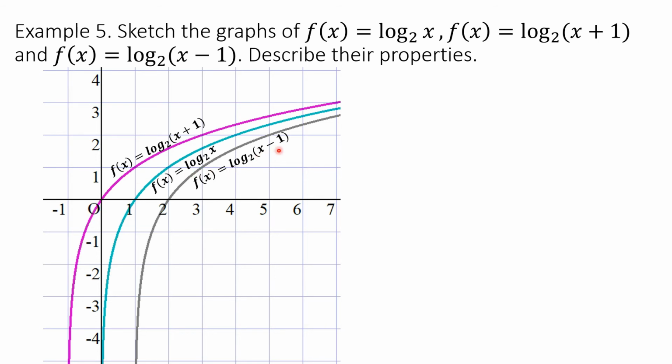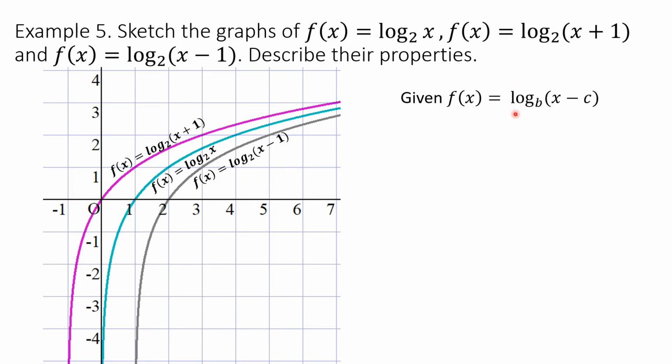And when c is positive 1, why positive again? Because this is x minus c, so this is also x minus positive 1. So c is positive 1. The graph looks like the gray curve. Okay, let us describe their properties.